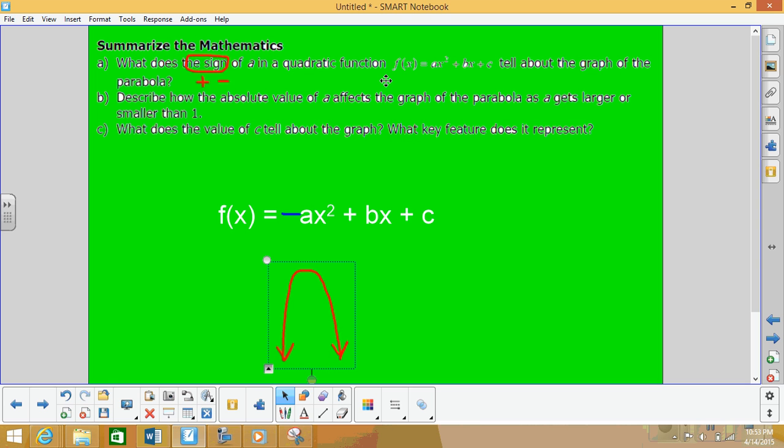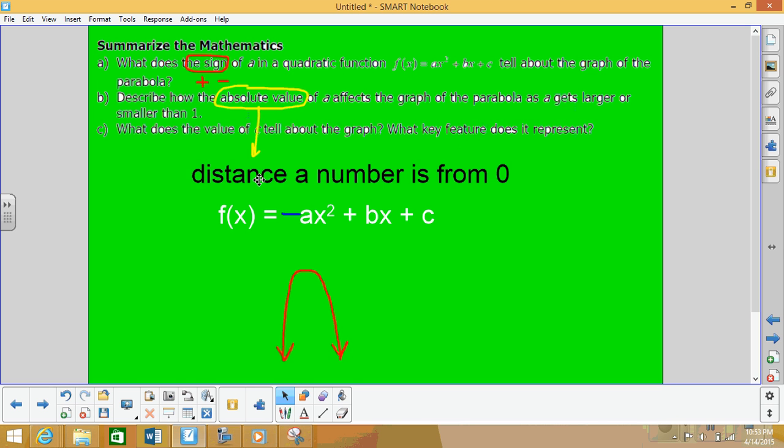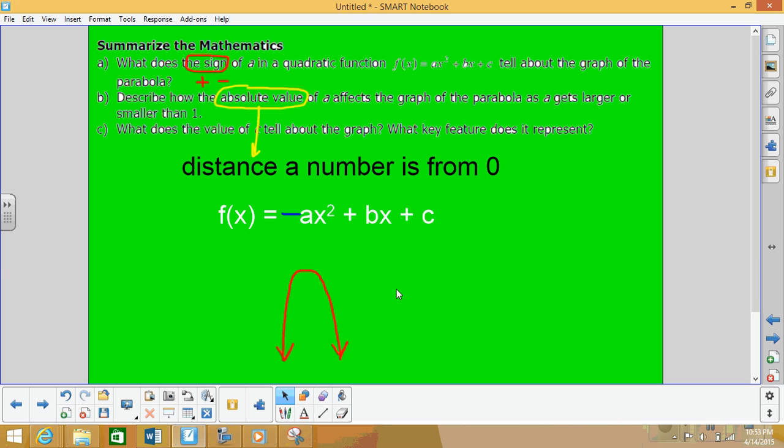Part B, describe how the absolute value of a affects the graph. I hope this isn't a new term for you all. Absolute value means the distance a number is from 0. And if we're measuring distance, you're not really concerned about positives or negatives. You're just worried about the actual distance.